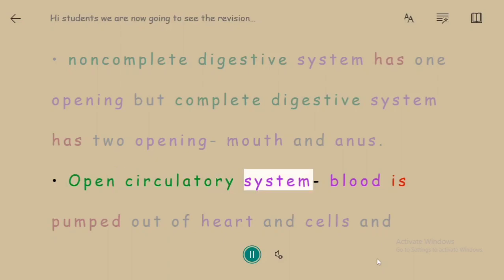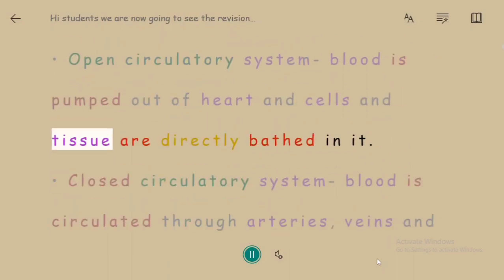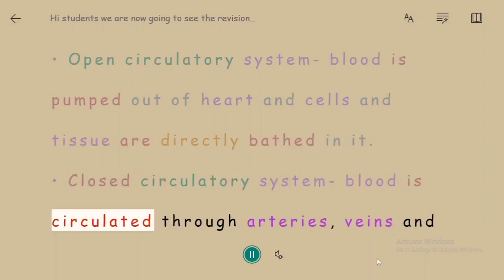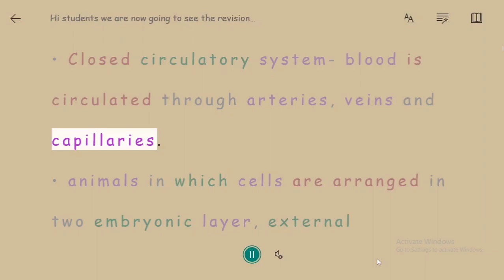In an open circulatory system, blood is pumped out of the heart and cells and tissues are directly bathed in it. In a closed circulatory system, blood is circulated through arteries, veins and capillaries.